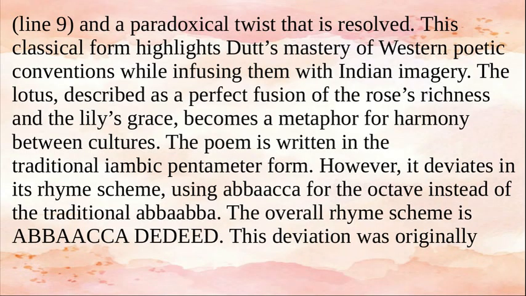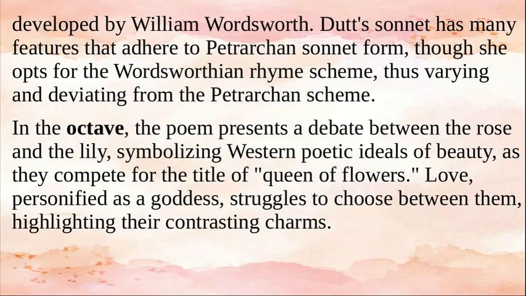However, it deviates in its rhyme scheme, using ABB-AA-CCA for the octave instead of the traditional ABB-AA-BBA. The overall rhyme scheme is ABB-AA-CCA-DED-EED. This deviation was originally developed by William Wordsworth. Dutt's sonnet has many features that adhere to Petrarchan sonnet form, though she opts for the Wordsworthian rhyme scheme, thus varying and deviating from the Petrarchan scheme.